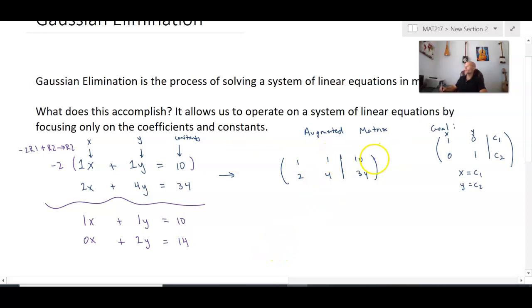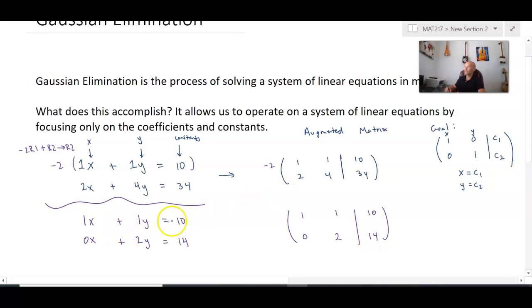Now let's go ahead and initiate that same operation over here. If we took negative 2 times the first row and simply focused on the coefficients without the variables, well, negative 2 times 1 plus 2 is 0. Again, leaving the same row intact, you'll notice that 1, 1, 10 is still 1, 1, 10 in our augmented matrix. Negative 2 times 1 plus 2 is 0. And hey, that's our 0x right there. So in this column, we're only operating on the coefficients of x. In this column, we're only operating on the coefficients of y. And here we're only combining constants, which means we're combining like terms. Negative 2 times 1 plus 4 is 2. Negative 2 times 10, negative 20 plus 34 is 14.